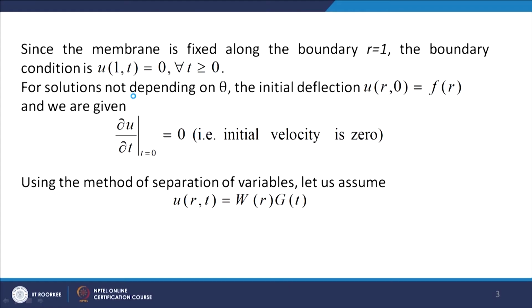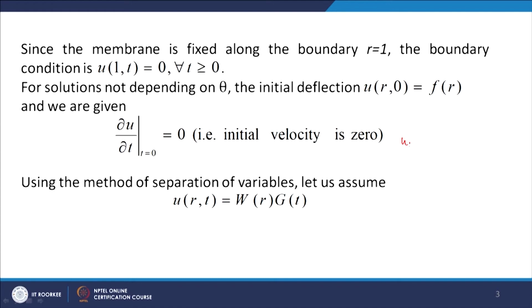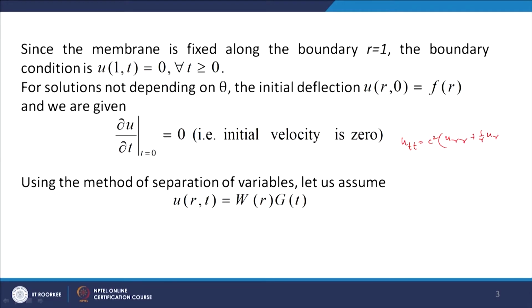Using the method of separation of variables, let us assume that u(r,t) can be written as a function of r, that is W(r), times a function of t, that is G(t), and then we put it into the differential equation u_tt equal to c square times (u_rr plus 1 by r u_r). When you find the partial derivative of u with respect to r, you get dW by dr into G, and the second order derivative gives d square W over dr square into G. The partial derivative with respect to t, u_t, is W into dG by dt, and u_tt then becomes W into d square G by dt square.